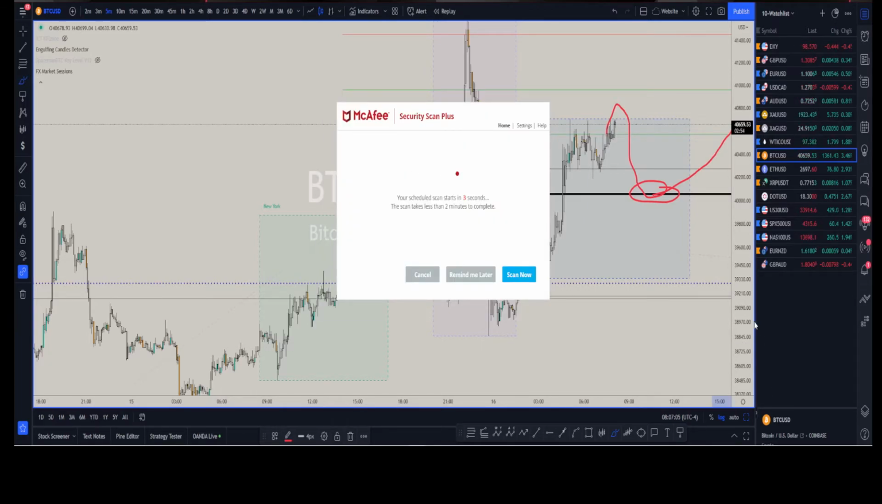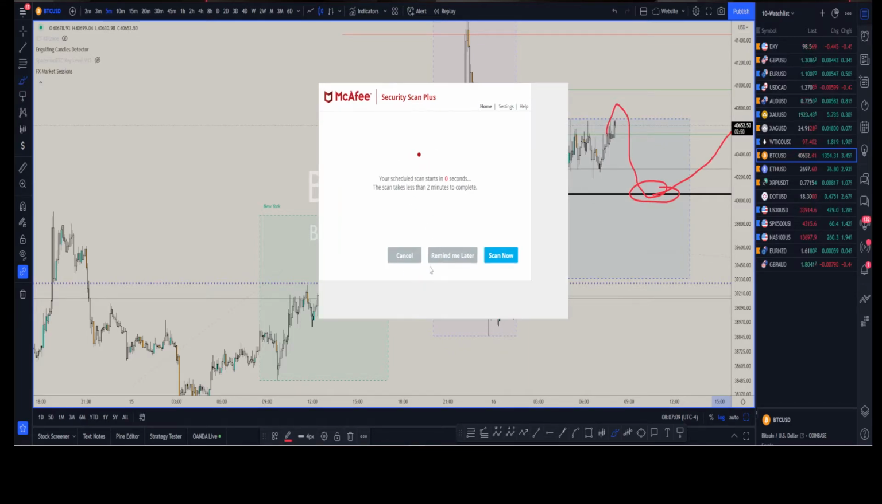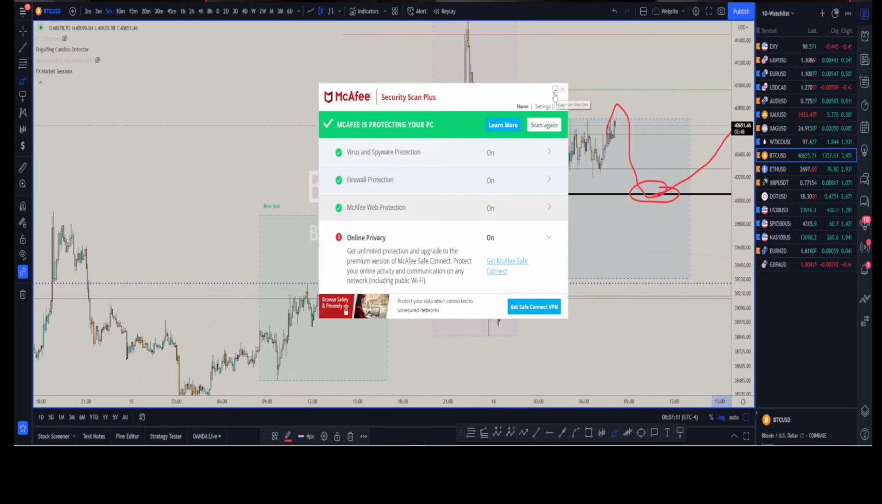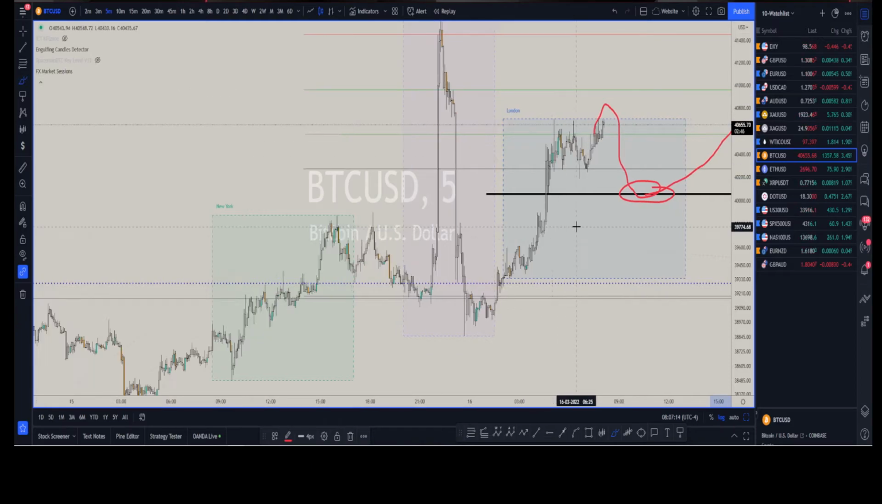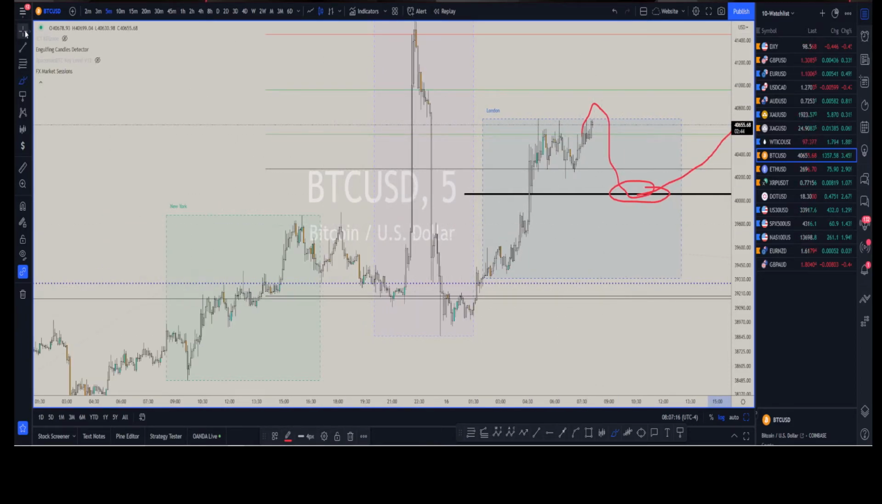Is this a good trade? What are you doing, man? Sorry about that, guys. It's opening scan. I don't know what. Just looking at the euro. See here.